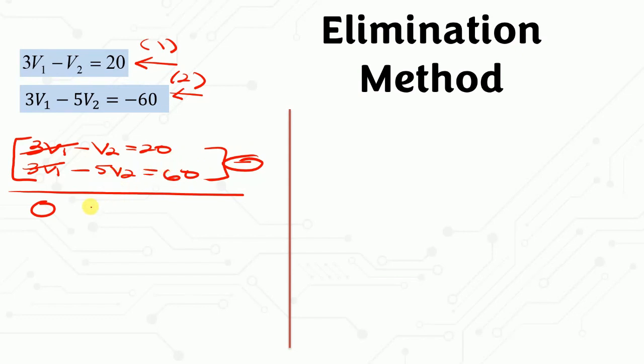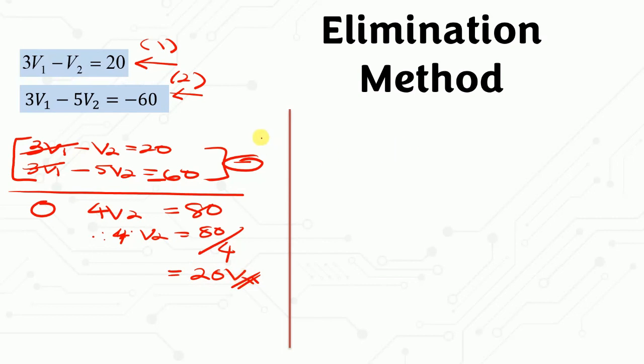So what you have is negative v2 plus 5v2, so you will have 4v2 equal to 20 minus minus 60. I forgot to put the minus. 20 minus minus 60, you will get 80. So now you have v2 equal to 80 over 4, so that your v2 is actually equal to 20 volts.